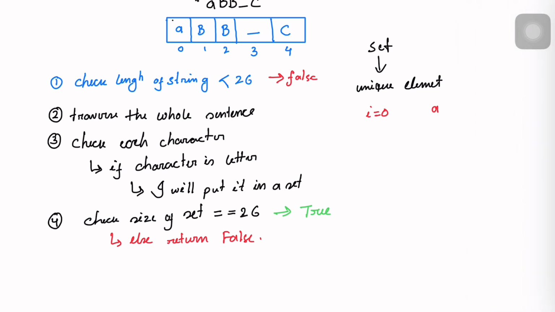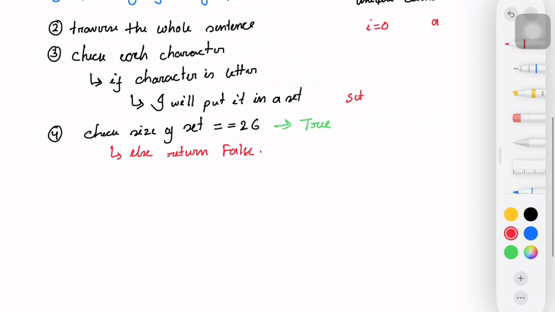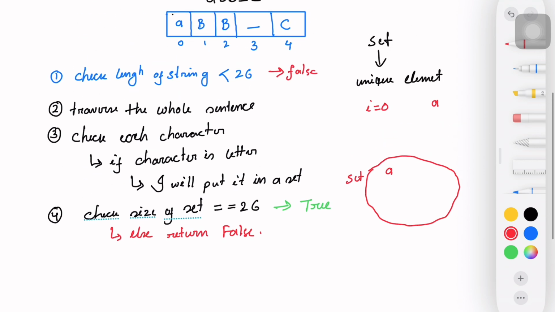So let's say we have one set like this. Okay, so we'll put A over here. I'm inserting the lowercase. Okay, then let's move to the next character. Change the I value to 1. Change the A to B.